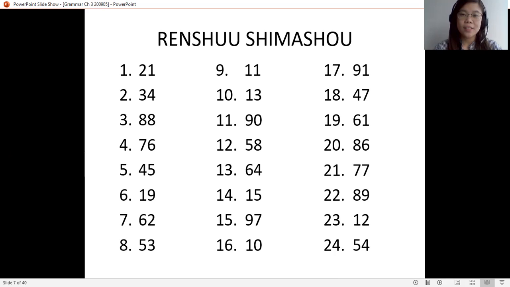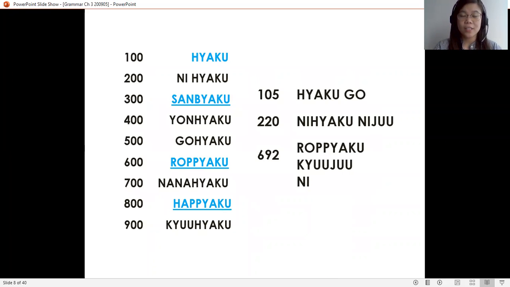Okay, so next, let's move on to our hundreds. So for hundreds, first you have to remember our affix for hundred is hyaku. So hyaku means 100. So for example, you wanted to say 200, then following the same rule, 200 is just 2 plus 100. So 2 is ni plus hyaku, so 200 is ni hyaku. Okay, so we have a list here. So let's try to go down the list.